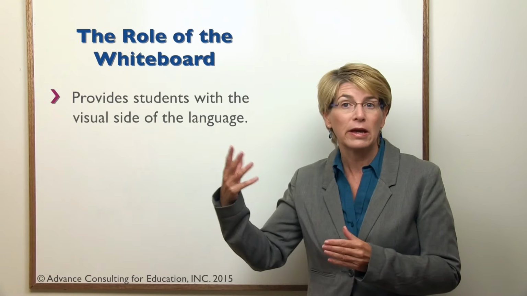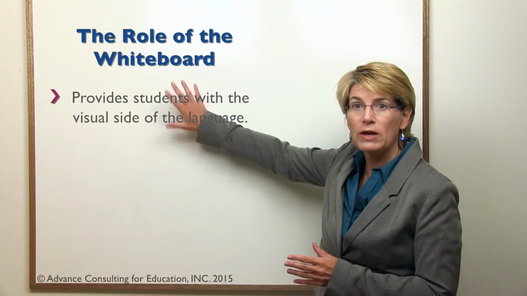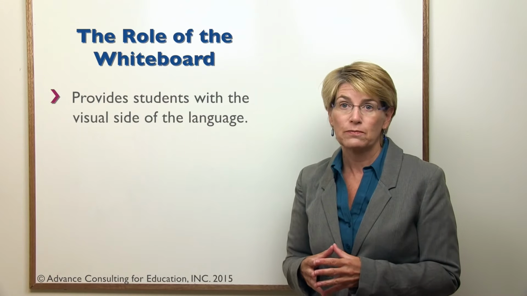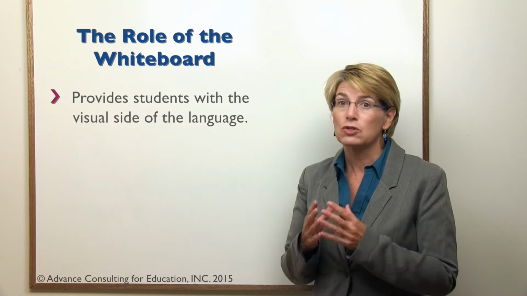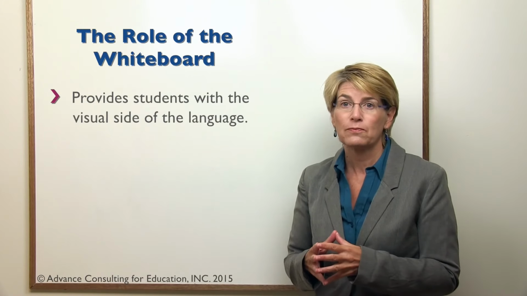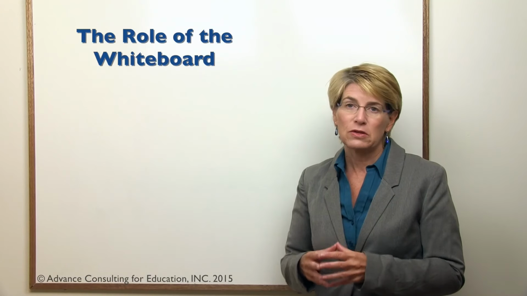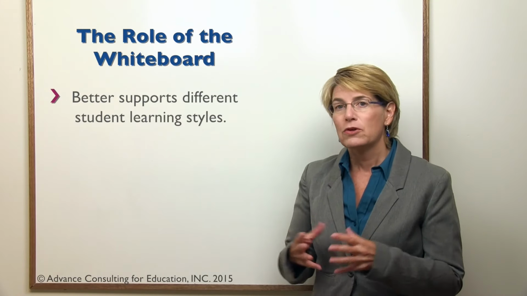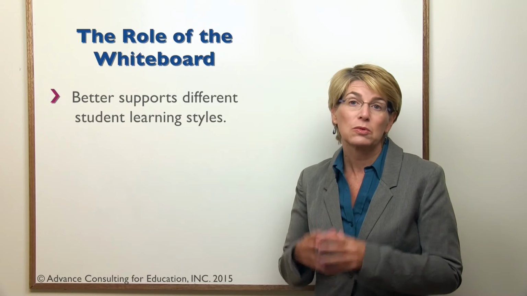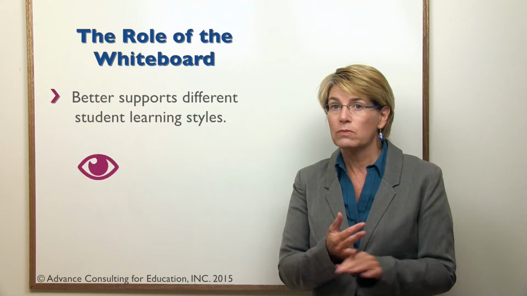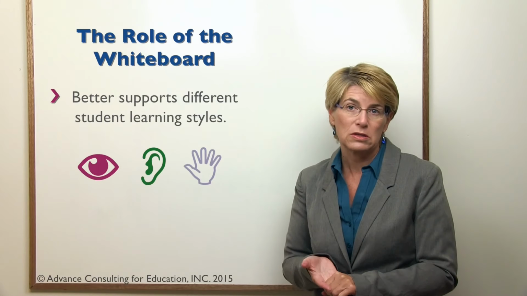So students hear the language, and then when we put something on our whiteboard or similar surface, they get the visual side of the language. They need both sides of the language to thoroughly learn that language, whether it's English or any other language. The whiteboard also allows us to better support different student learning styles. If you recall, there are 3 sensory preference learning styles that students may have. One is visual, one is auditory, and one is kinesthetic.